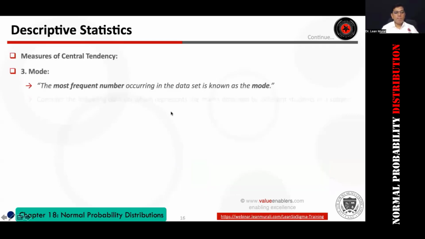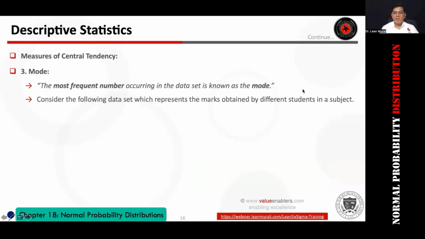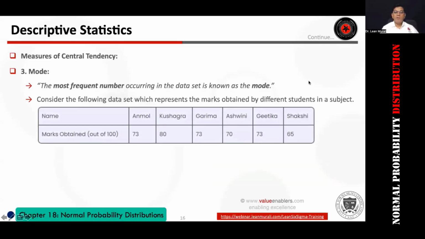And the last one is the mode, which is the most frequently occurring number. For example, the marks obtained by Anmol, Kush, Garima, Ashwini, Geetika, and Sakshi. What is the mode in this? The most frequently occurring number. The mode is 73, right?